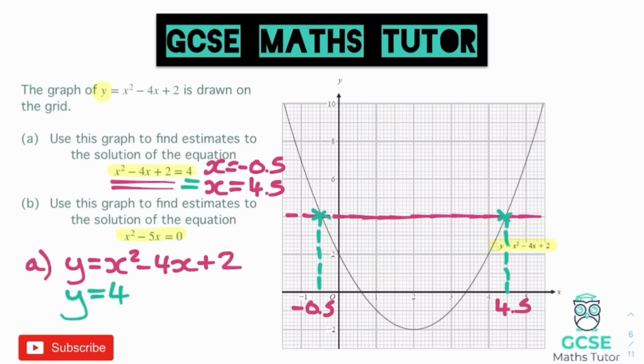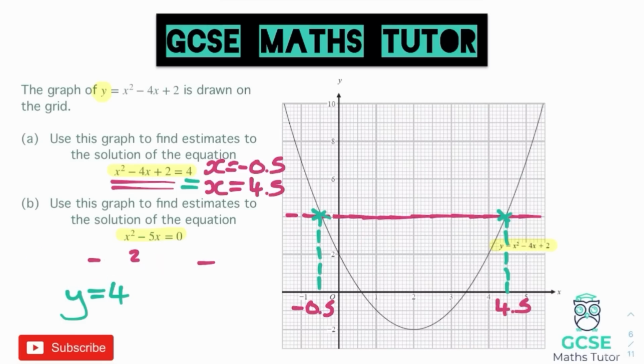They are the two numbers that you can substitute into that equation to get the answer 4. Again, you are just giving estimates, so you need to draw this as carefully as you can, but it might be that your numbers are slightly different to mine. Maybe you got minus 0.45, if you're trying to be really accurate. So you just need to be very careful, okay? But that is how we're going to go about solving it.